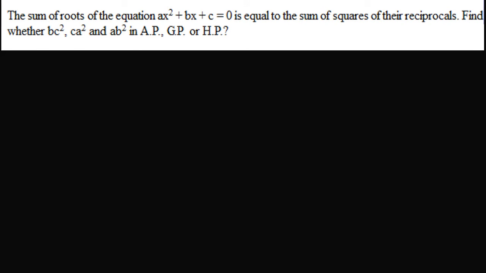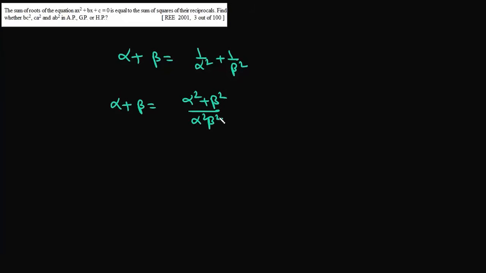Now the question is, if the sum of roots of the equation ax square plus bx plus c equals to 0 is equal to the sum of squares of their reciprocals, then find whether b square, c square and ab square are in AP, GP or HP. Now what we are given is sum of roots. That means alpha plus beta is equal to sum of squares of their reciprocals. That means 1 upon alpha square plus 1 upon beta square. So essentially it is alpha plus beta equals alpha square plus beta square upon alpha square beta square, which we can also write as alpha plus beta whole square minus 2 alpha beta upon alpha square beta square.